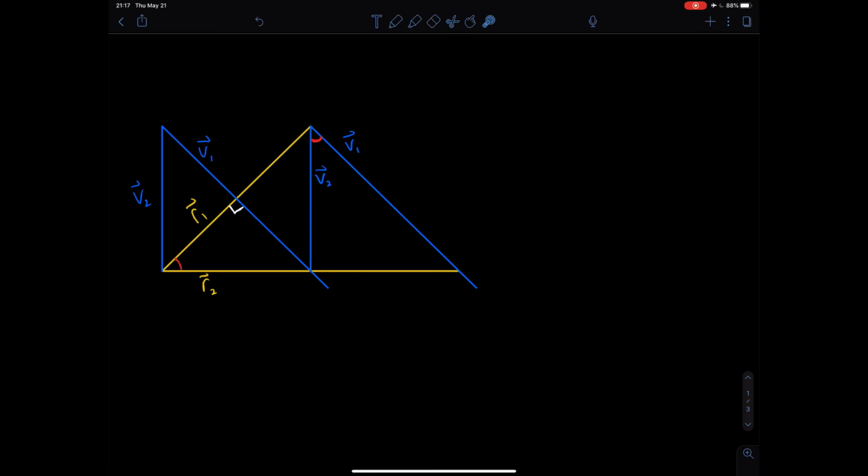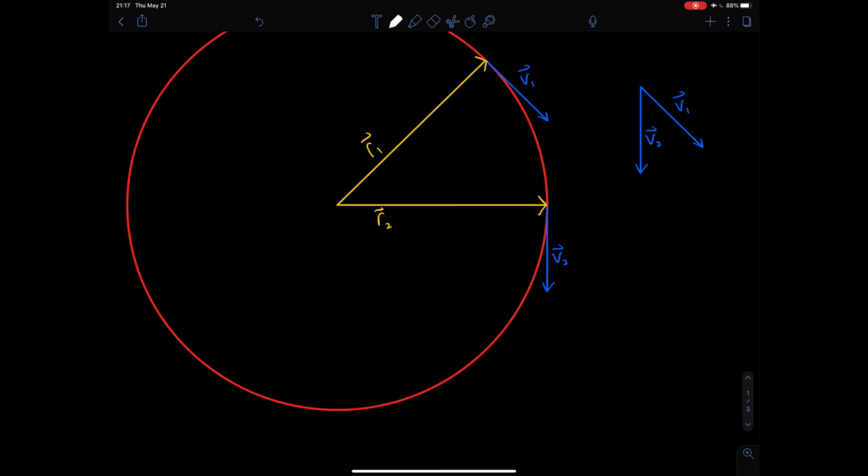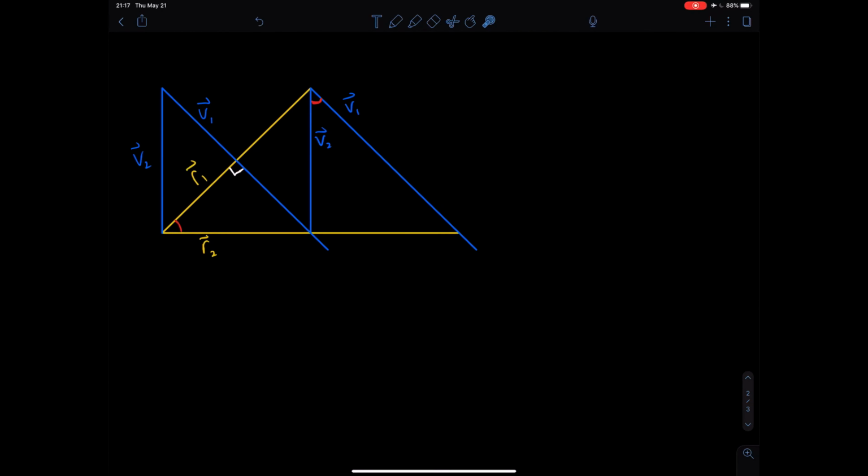Now, similarly, the same thing is going to be true for velocity vector 2 and position vector 2. They're at the same point on the circle. The velocity vector is tangent, the position vector is a radius, so they're going to be perpendicular. And coming back down here, here's the direction of our position vector 2, and here's our velocity vector 2, and so the angle between these two is going to be a right angle. Okay, so we have one more angle to consider before we can make our conclusion.